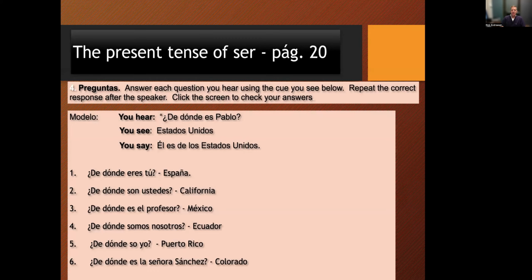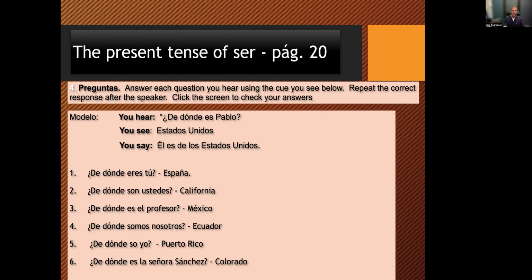Okay, for this section, you're going to hear audio that's from Panorama. They're going to give you the model, de dónde es Pablo, the answer is Estados Unidos, and then you're going to form the last sentence that says, él es de los Estados Unidos. So take a second, 6 questions, figure it out. Pause, go through the answers, and then you'll hear the voice speaking and give you the correct answers. We'll go through that together, okay?